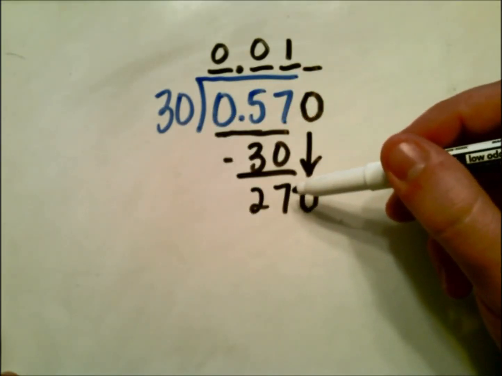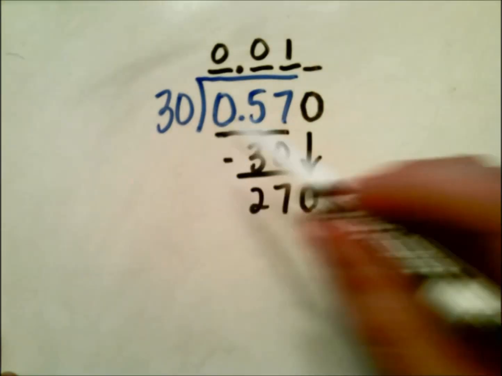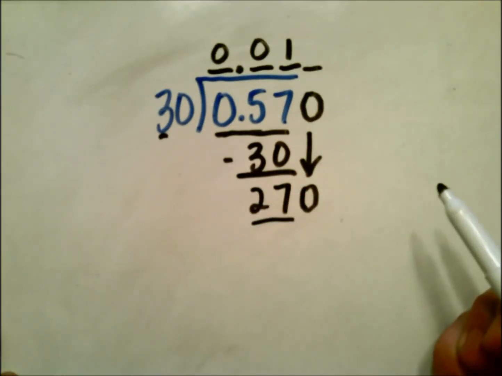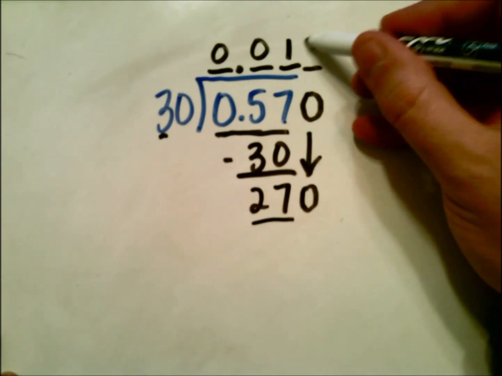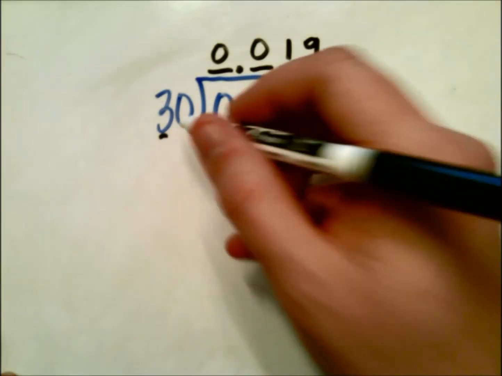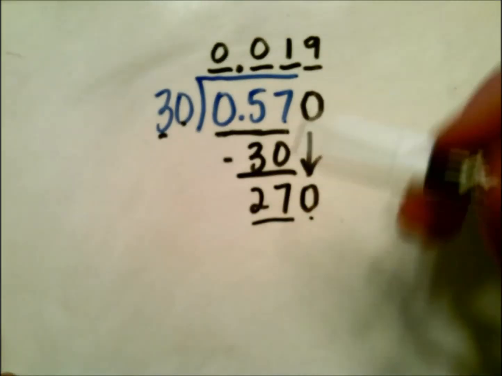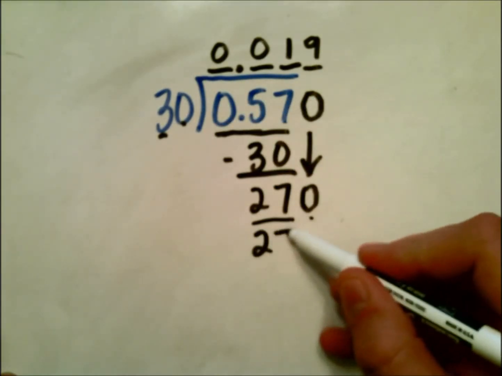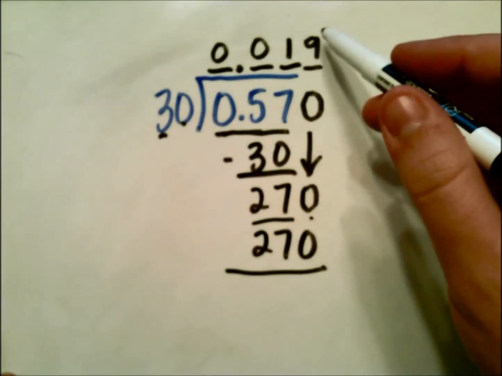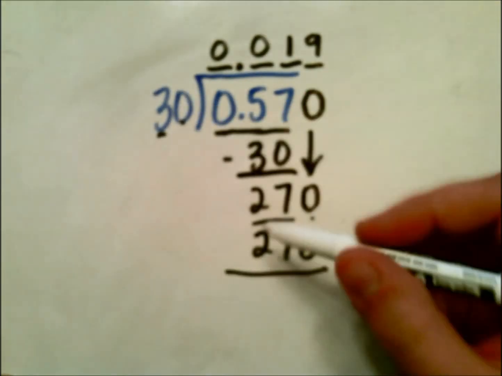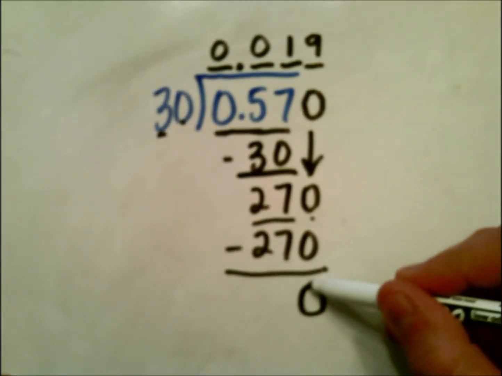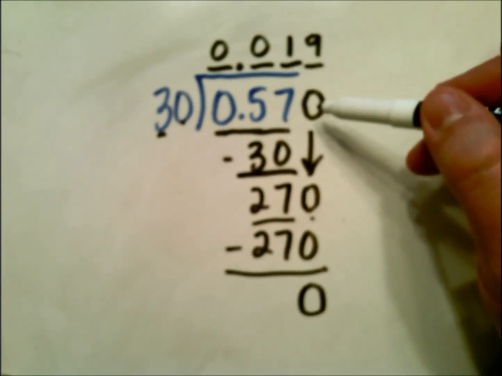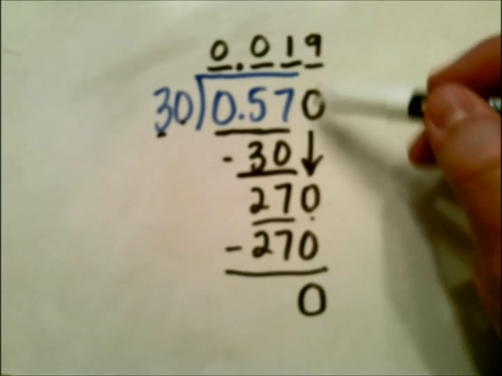30 goes into 270. Well, I don't know my 30s that well, but I know that I see a 3, and I know I see a 27, and that helps me out because I know it goes in 9 times. Both have a 0, so I can forget about those or think about them in a different way. But 9 times 30 is 270, because 9 times 3 is 27, add the 0. When we subtract those, we get 0. So our answer here is 0 and 19 thousandths.